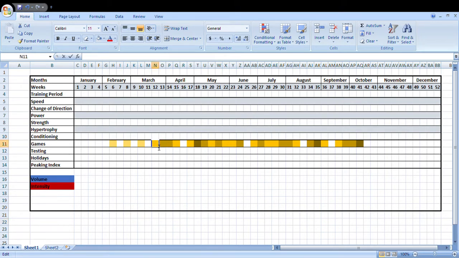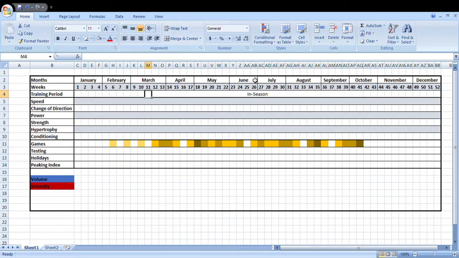So this area here, all these cells here are basically the in-season games, and these ones here are pre-season games. So the first thing we can do is determine that this here is the in-season. And then we can start determining the other training periods.